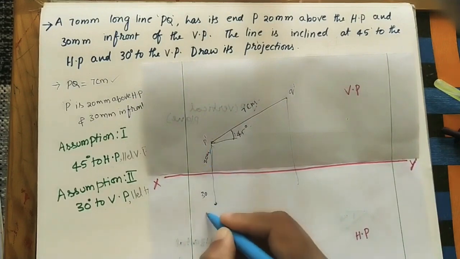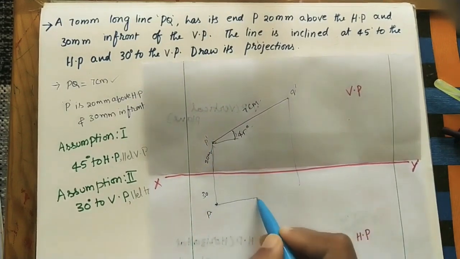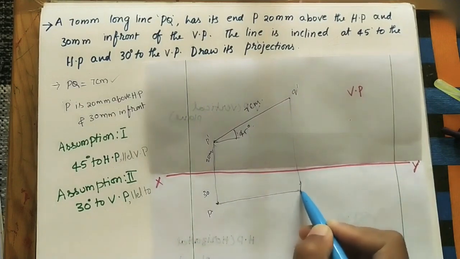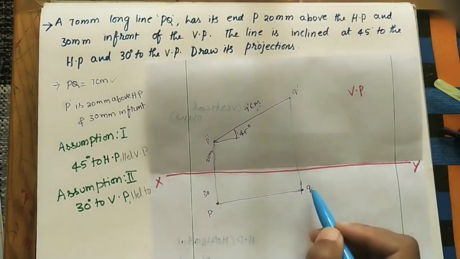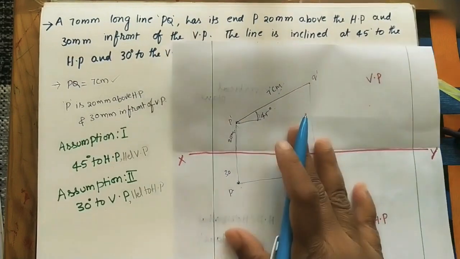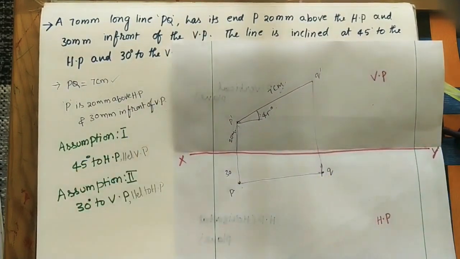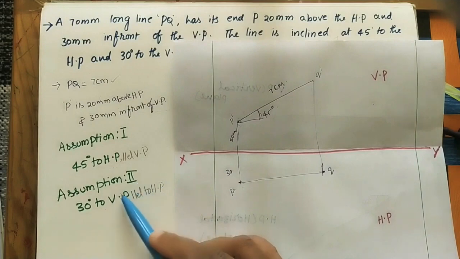For the top view we are giving small p, small q like that. It is looking like a horizontal line. Okay, extend this projector line. This pq length is less than this true length. So this is the first assumption. Now we have to take the second assumption.